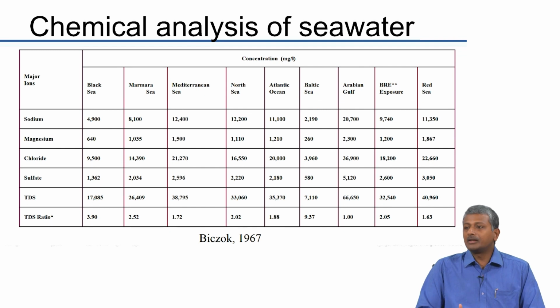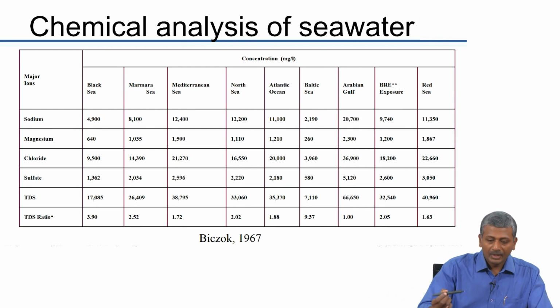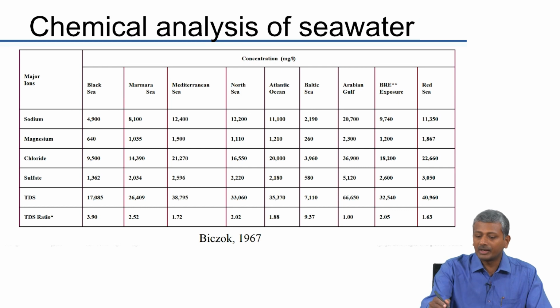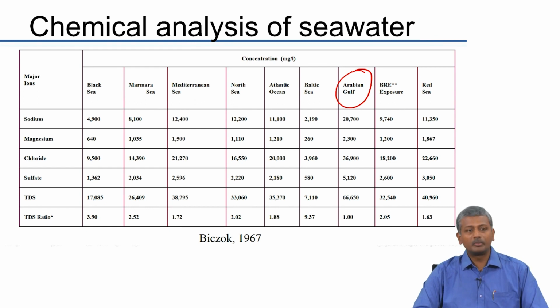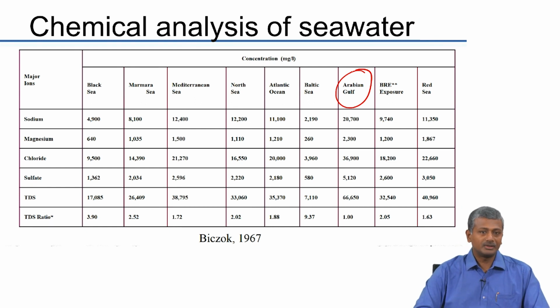Now, chemically what does seawater contain? This is actually from a textbook. It gives you the concentrations of different ionic species in seawater across a range of different types of seas and oceans. So, you see here for example, if you look at the most critical environment, that is what is found in the Arabian Gulf. We are talking about the coast of Kuwait, Dubai and all those countries which are in the Arabian Gulf.